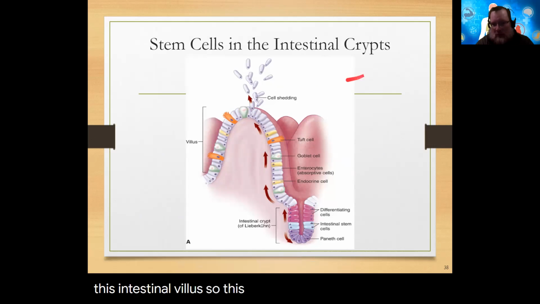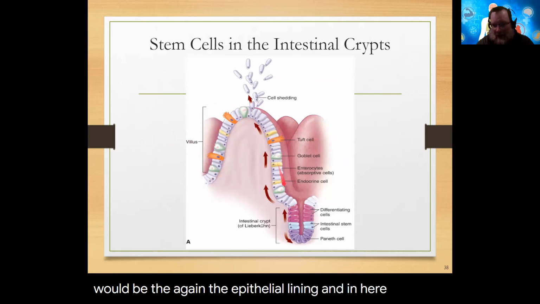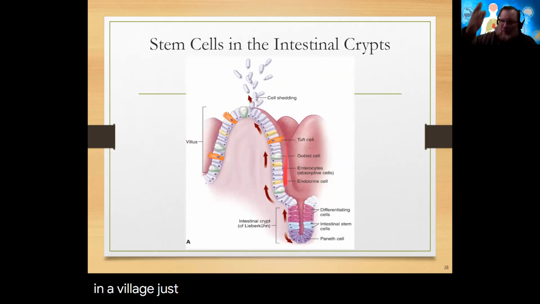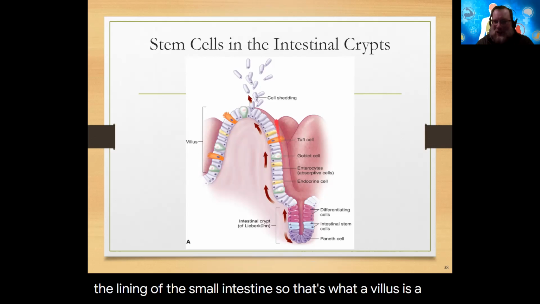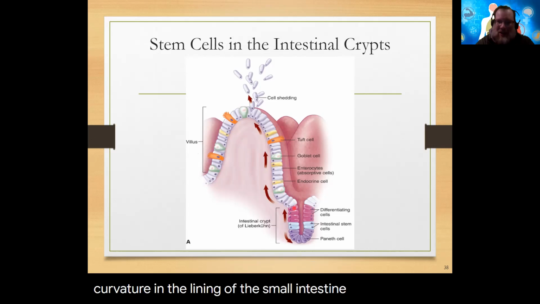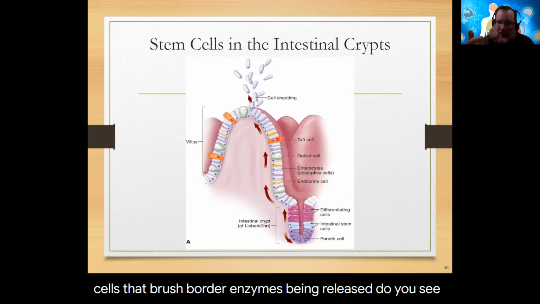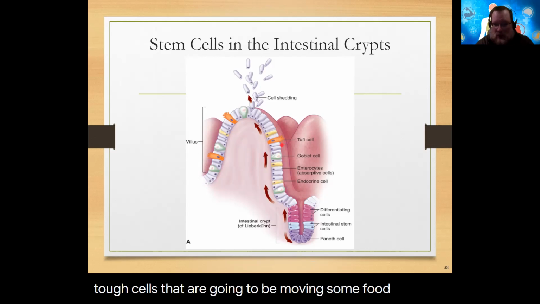So this is the lumen right here. This would be the epithelial lining, and here is a villus, and a villus is simply a modification in the lining to give a curve, and therefore more surface area, to the lining of the small intestine. So a villus is a curvature in the lining of the small intestine. And each of those villi are going to have endocrine cells, with brush border enzymes being released. You see tuft cells that are going to be moving some food and nutrients down through.